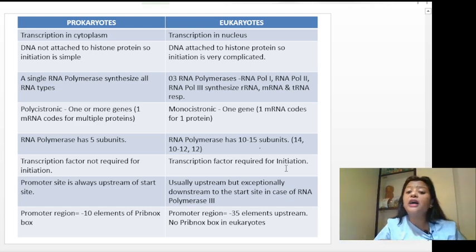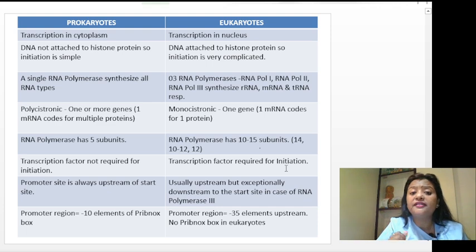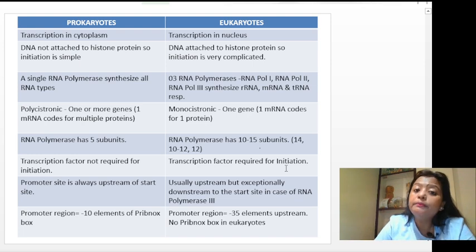Even in eukaryotes it's in the upstream, but certain times, like for polymerase 3, it is an exception. Okay, it can be downstream also. Then for the prokaryotes, the promoter region has the Pribnow box, but the Pribnow box is not present in the eukaryotes. In prokaryotes it is -35 upstream, and for the promoter it is -10 upstream.